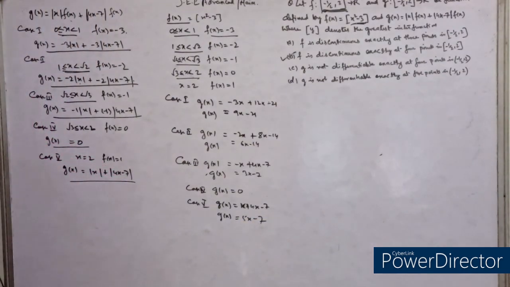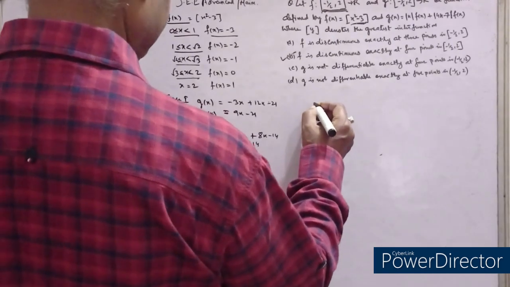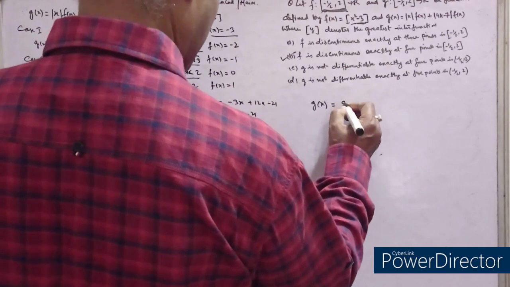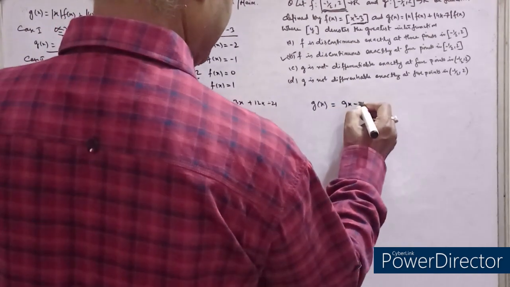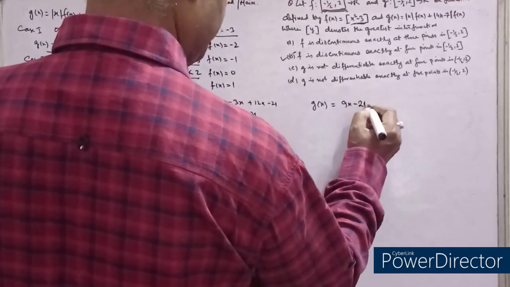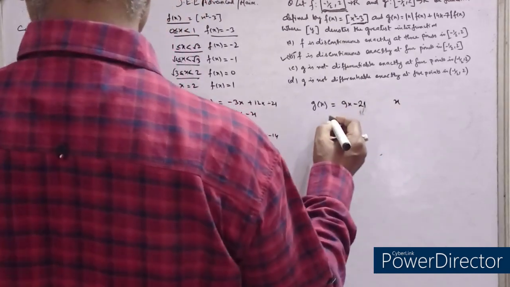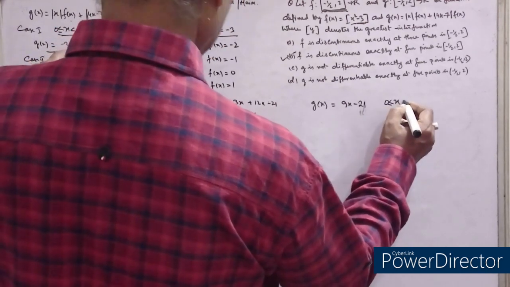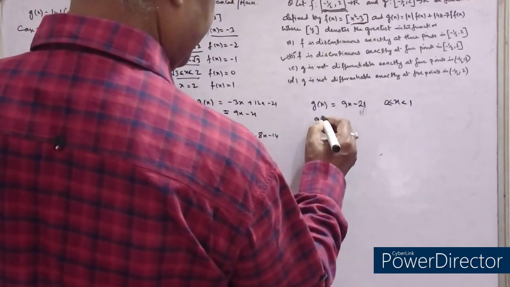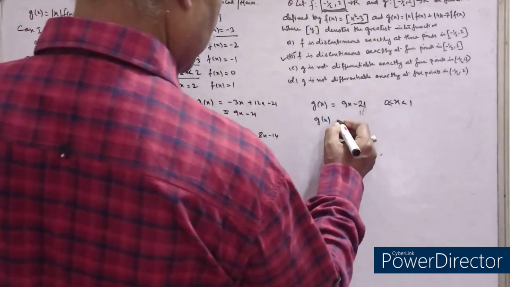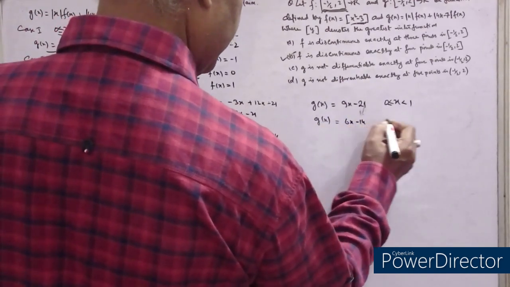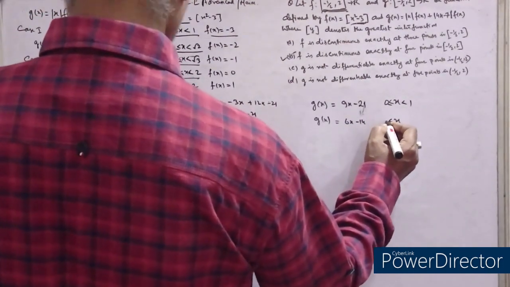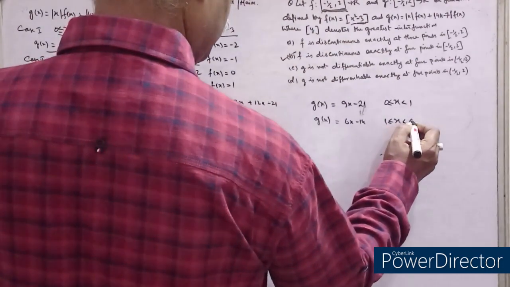So the result, what we got, the result, that is g(x), we got 9x minus 21 in the interval that is this one, first one, x greater than or equal to 0 and less than 1. And again g(x), I got this is equal to 6x minus 14 in the interval x greater than or equal to 1 and less than root 2.